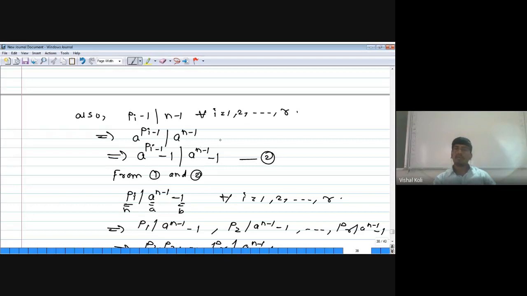Therefore a to the power p_i minus 1 minus 1 must divide a to the power n minus 1 minus 1, which implies this step: a to the power p_i minus 1 minus 1 divides a to the power n minus 1 minus 1.